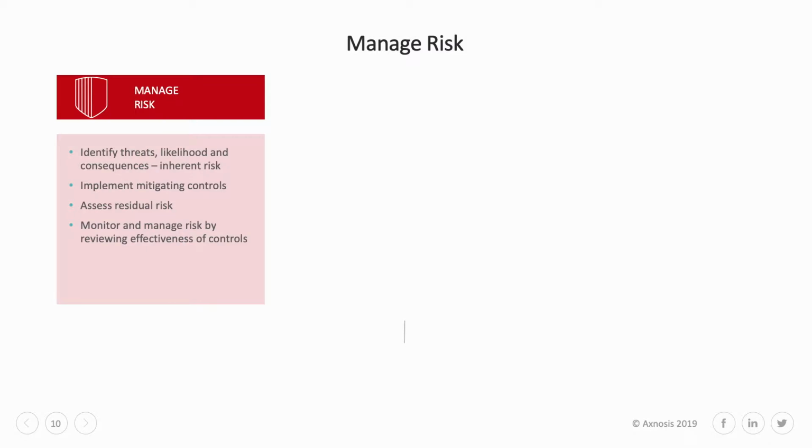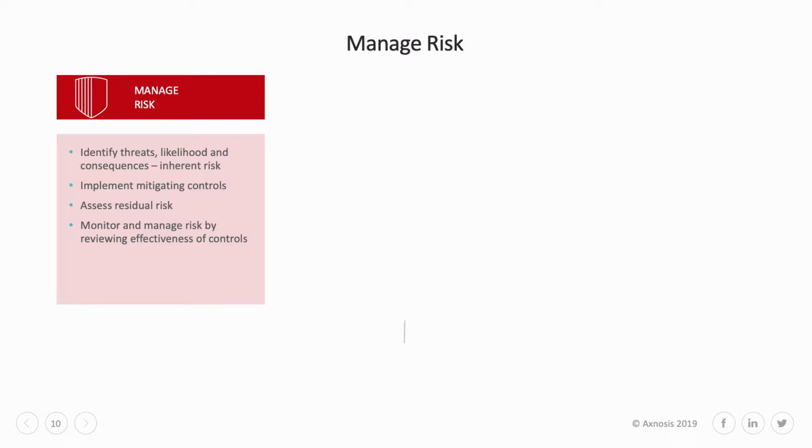Managing risk involves identifying threats, looking at the likelihood that these threats happen, and looking at the consequences of them taking place. This is called your inherent risk. What you typically then do is put in place mitigating controls or measures to ensure that those things are mitigated or lessened. Together with your initial risk, or your inherent risk, plus your mitigating controls, you are then able to assess what is called your residual risk. And that is the true risk to the business because you have the controls in place.